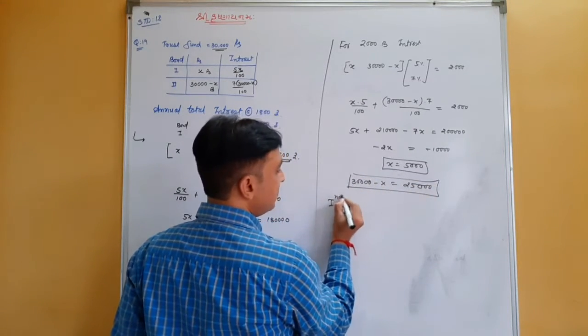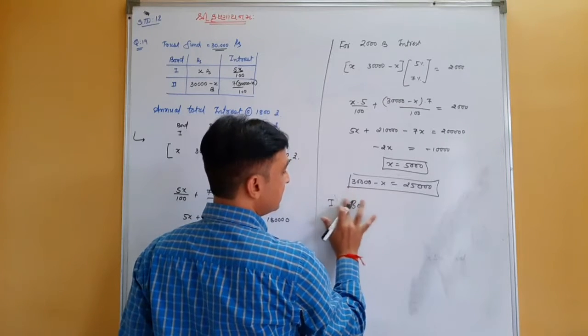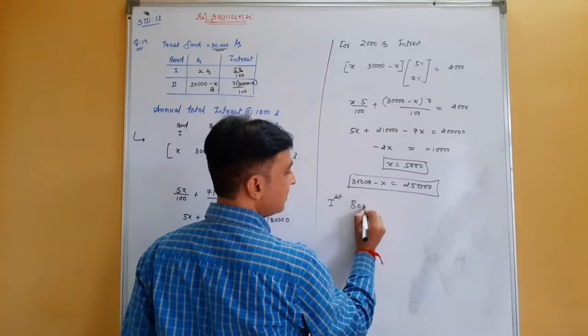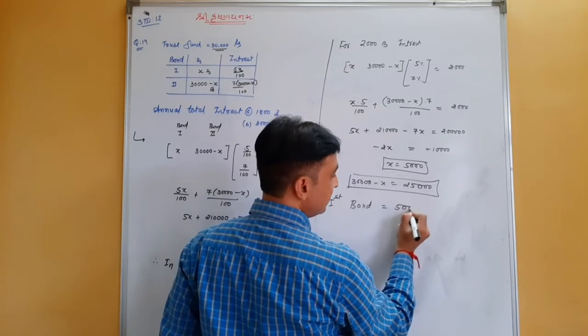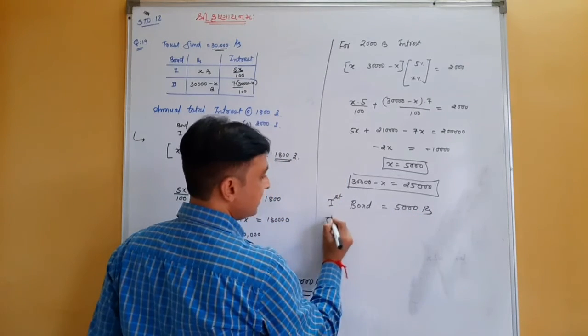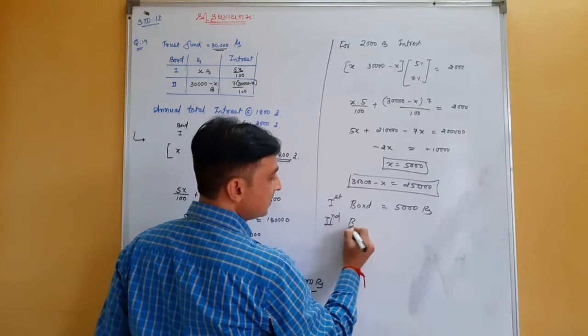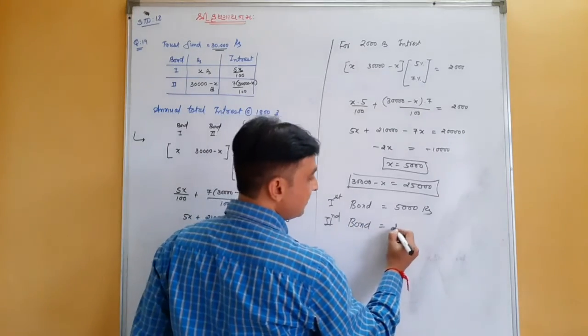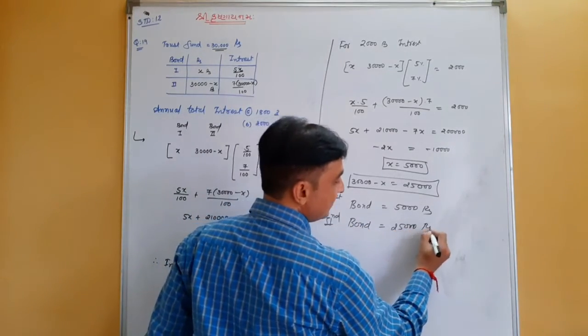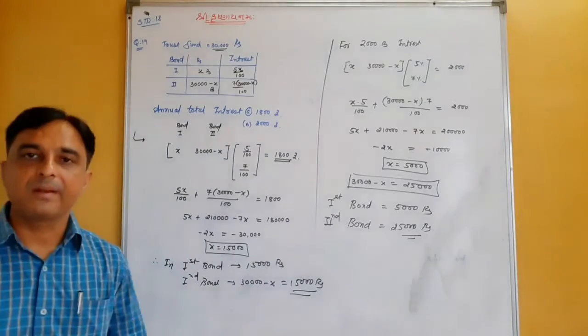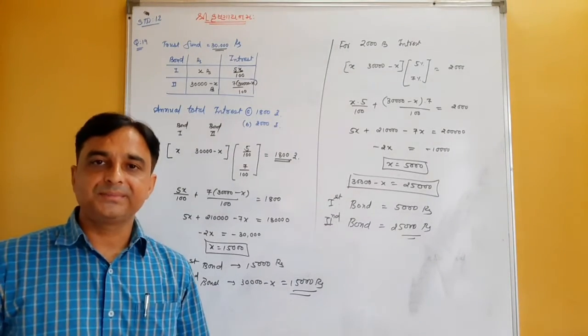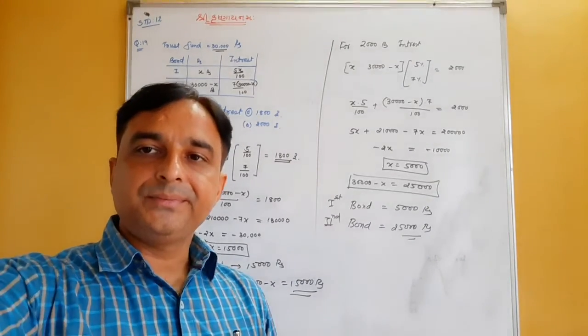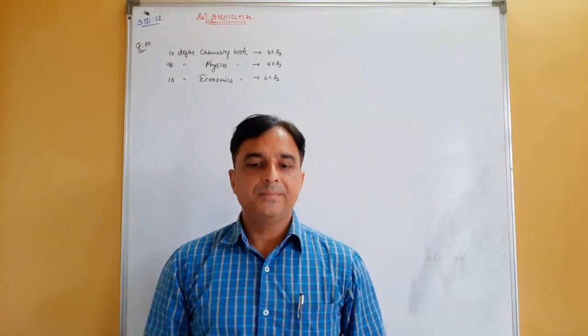So in the first bond we have to invest 5,000 rupees. In the second bond we have to invest 25,000 rupees. Got it? Next example. Next question.